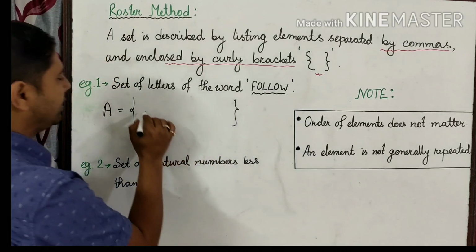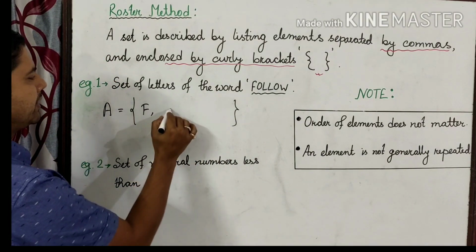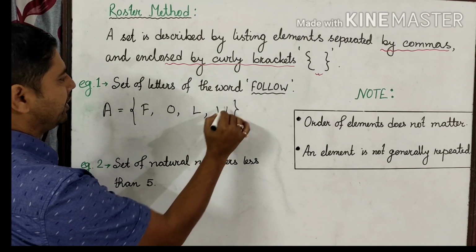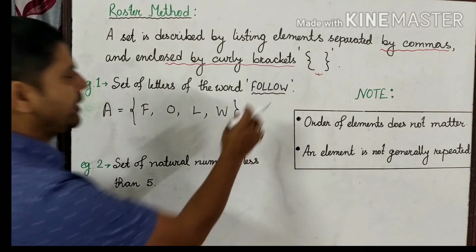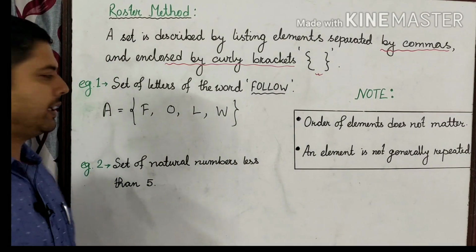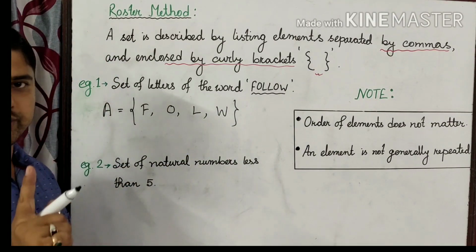Letters are what? F. Next one is O. Next one is L. Next one is W. The L is repeated here, it appears 2 times. But when we represent it in the set, how many times do we use it? Only 1 time we use.